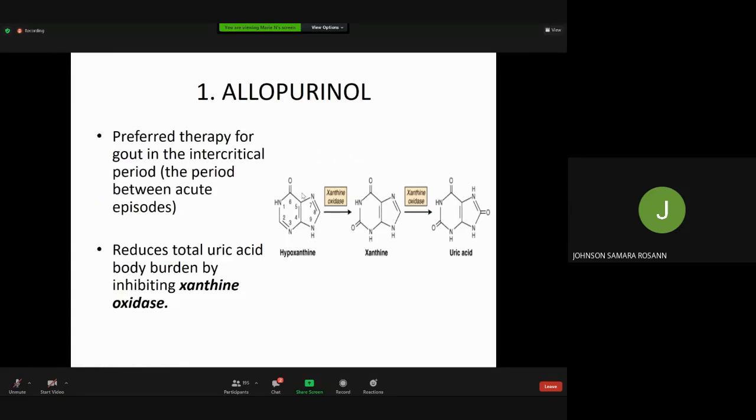So it is the preferred therapy for gout in the intercritical period, and this is basically the period between acute attacks. So you want to lower the uric acid levels so that your patient is less prone to getting recurrent gouty attacks. So how does it reduce the uric acid in the body? It does so by inhibiting xanthine oxidase that we've already mentioned. So you then don't have conversion of your hypoxanthine into xanthine and then xanthine into uric acid. So it stops or reduces the production of uric acid from your purines.